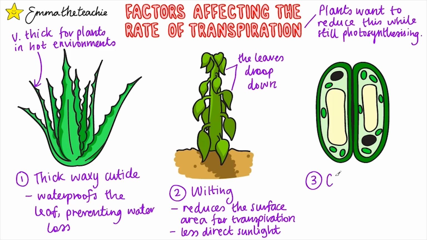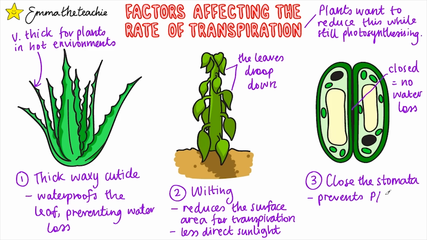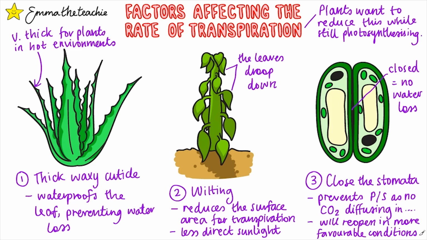And finally, an extreme solution is to close the stomata. This of course prevents water loss, but it also prevents photosynthesis. Without gas exchange, no carbon dioxide can diffuse in, and therefore no photosynthesis can occur. The plant will reopen them when the conditions are more favourable.